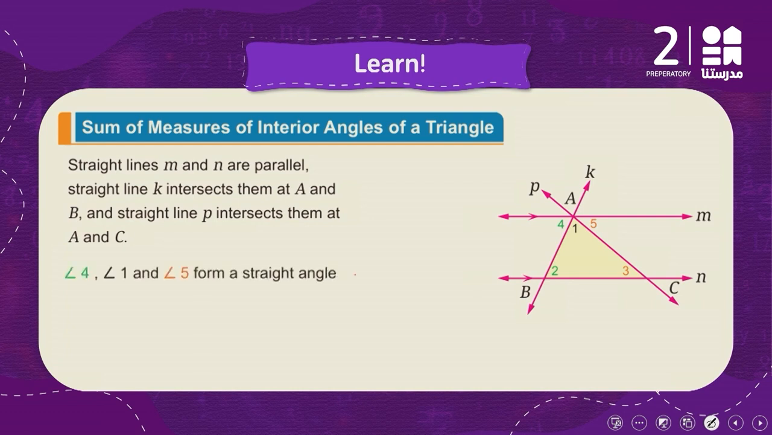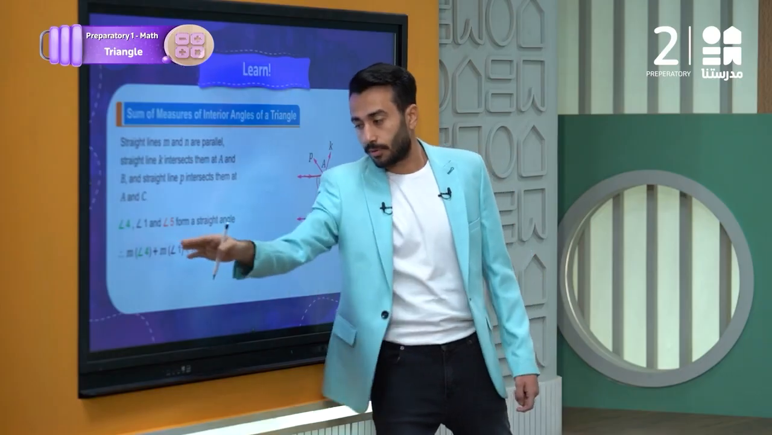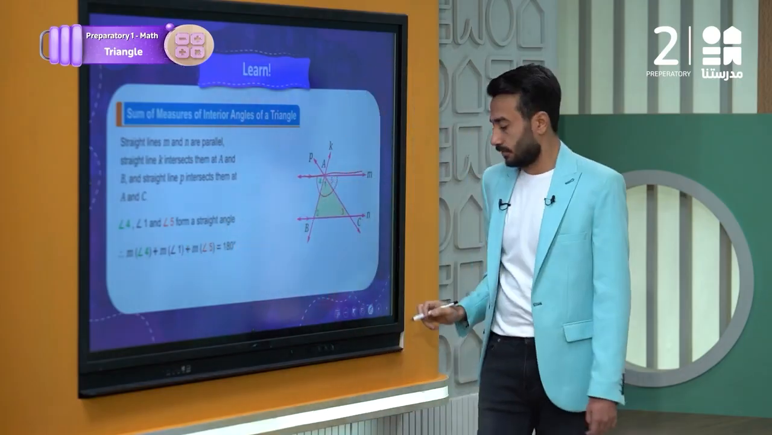To know the sum of measures of a triangle, you have to start your question by this line. We have this line. Sum of angles inside this line, for sure it's 180, as they are forming straight angle. Now 4 and 1 and 5, or measure angle 4, measure angle 1, measure angle 5, the sum of all of them is 180.